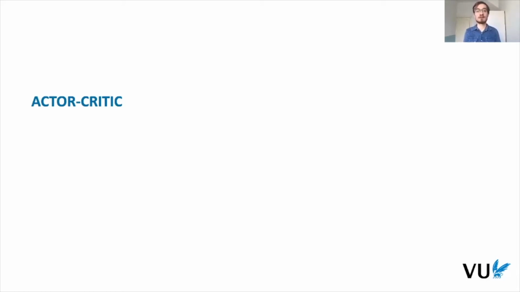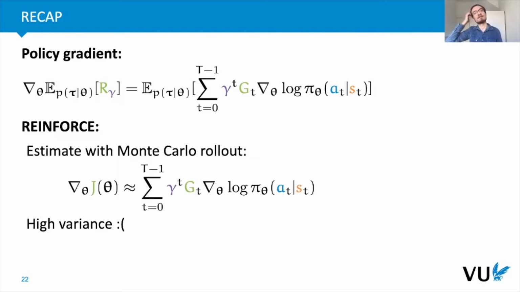In the second part of today's lecture, we're going to look at actor-critic methods, or more generally, variance reduction methods for policy gradient methods. We call the policy gradient.